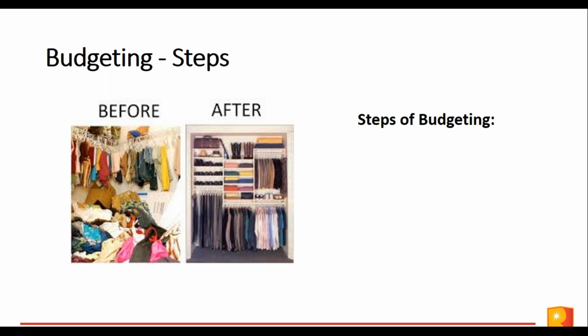So let's talk about the steps of budgeting. What do we need to do as far as steps go so we can put things in order? It's like eating an elephant. We don't want to do this all at one time. We want to take it bite by bite. So we're going to make the analogy that budgeting is like cleaning out a closet.